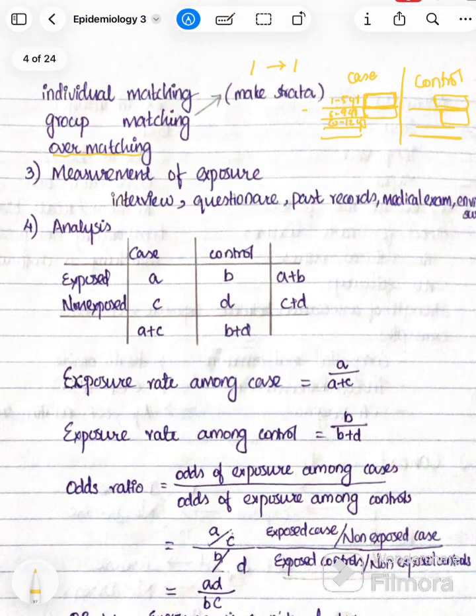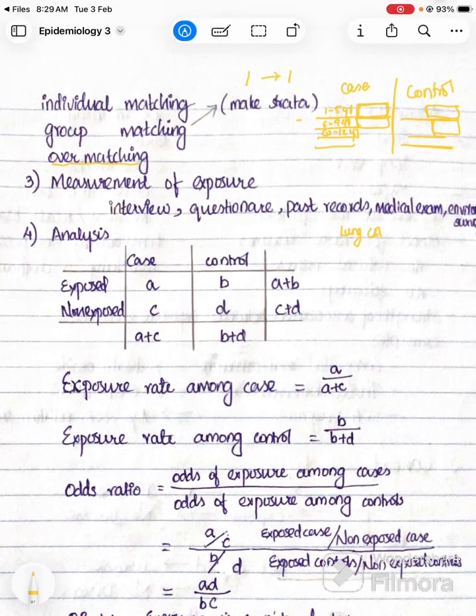Now measurement of exposure, based on interviews or questionnaires, past records or medical examination, and environmental surroundings. We are going to ask about the exposure to risk factors. For example, we have cases of lung cancer. So during the measurement of exposure, we will be asking about smoking history, occupational exposure, and radiation exposure.